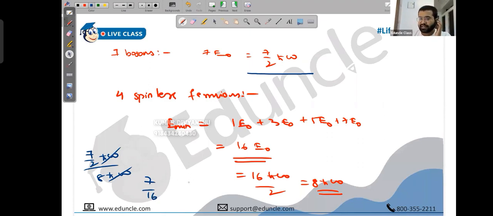Then you have to calculate this using a calculator. You write it up to 1 or 2 decimals, whatever has been asked in the question. Okay, so that's also there. MSQ could also be asked.